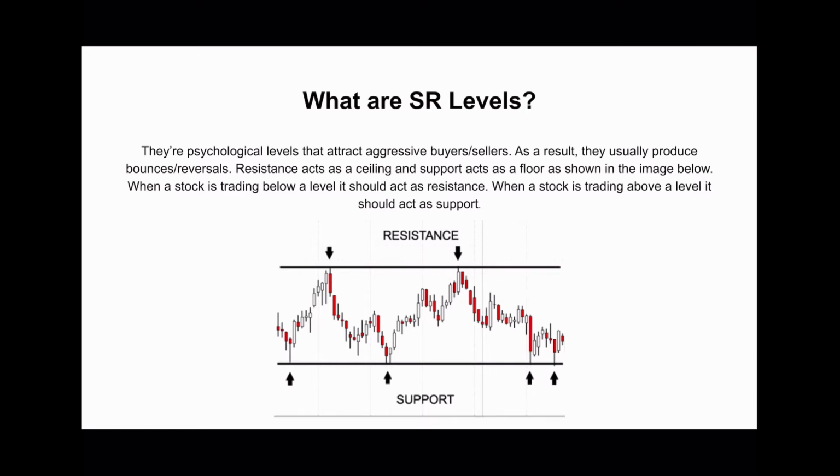Resistance obviously will act as a ceiling, and support will act as a floor, if you guys can see the image below. So when a stock is trading below the level, it's acting as a resistance, and when it's above, it's acting as a support. And these support resistance levels basically don't invalidate, not like supply or demand. They're there. That's where collectively traders agree on a price, basically.